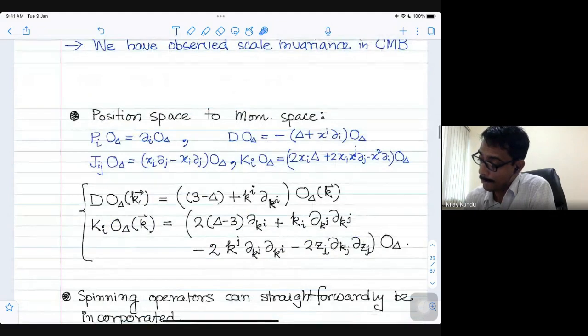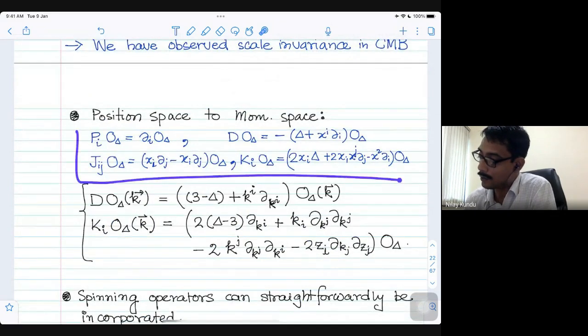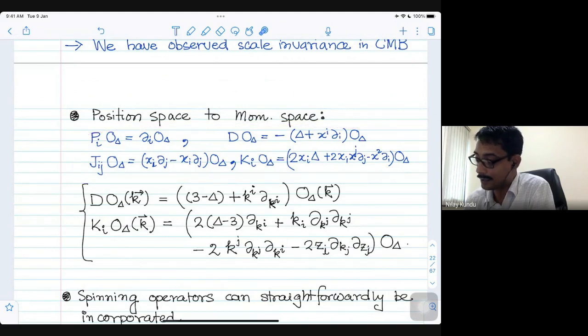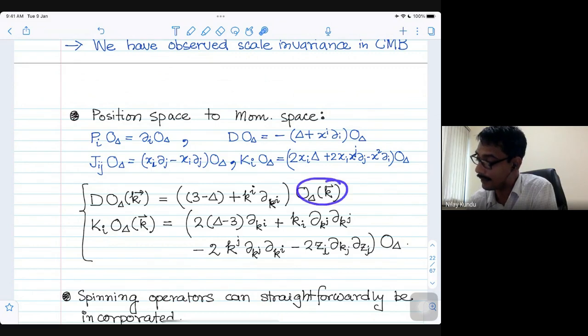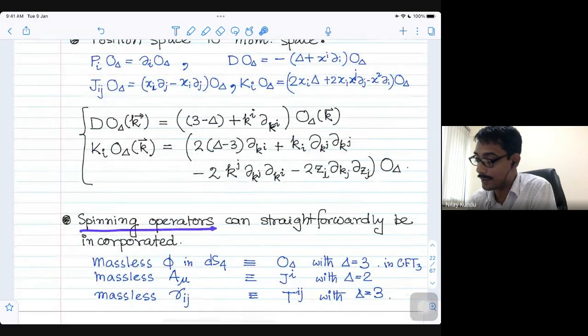Okay, so this is how this O delta transforms in momentum space, and you can say that in position space, and then you can write how these operators will transform under the action of generators of scaling and spatial conformal transformations in momentum space. So these are scalar operators, but you can also apply this to spinning operators.